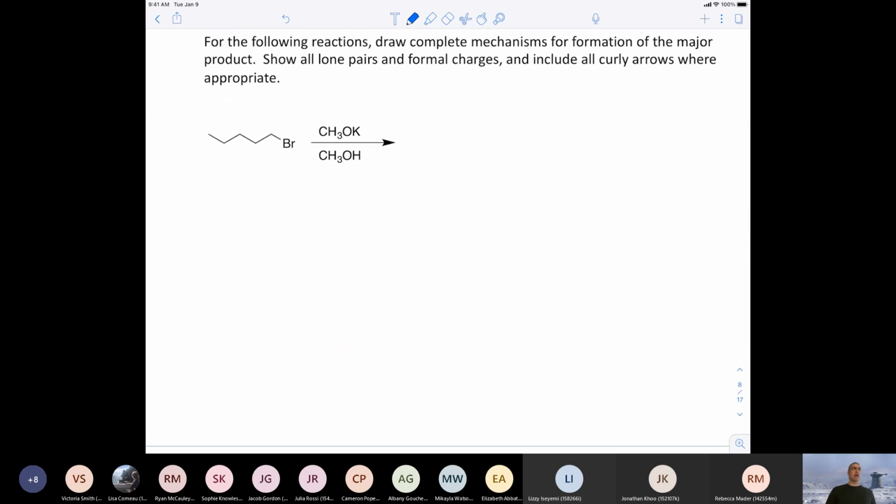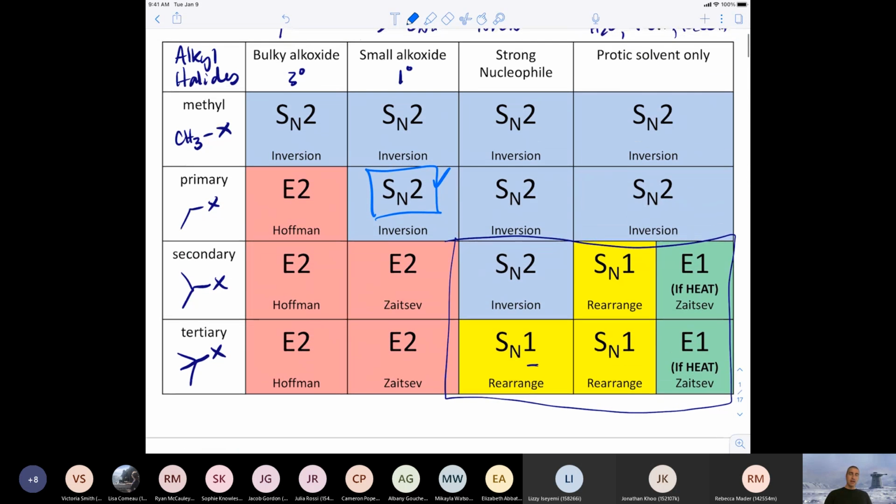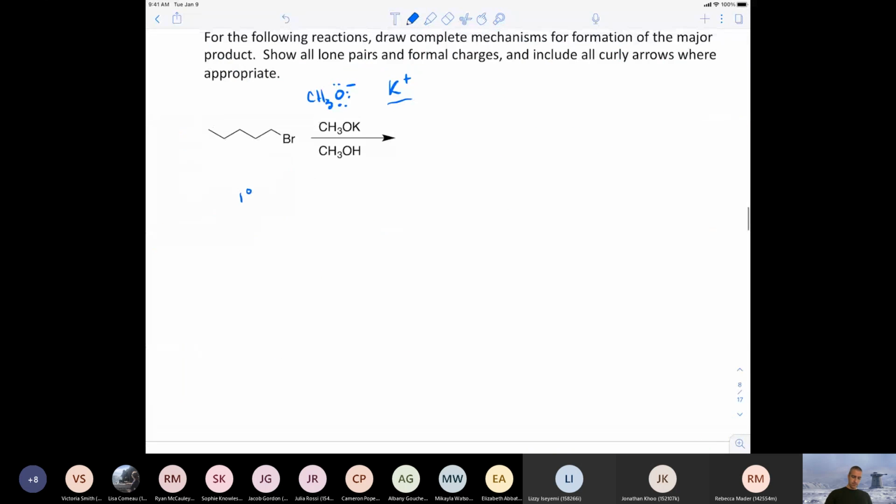All right. Starting alkyl halide: primary, secondary, tertiary, methyl. Primary. Yep, primary. And what are our conditions? CH3OK. Potassium, so we separate them. CH3O minus, K plus somewhere over there. Is that an alkoxide? Yep. Is it bulky or small? Small. So primary small alkoxide, right to the very top. Primary small alkoxide is SN2. Great. Let's do an SN2.